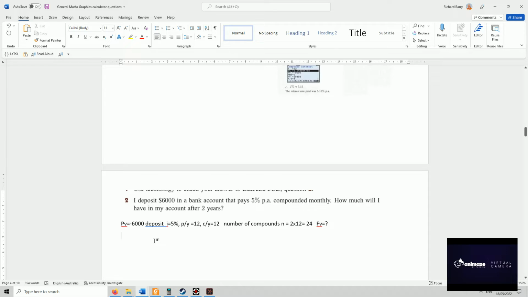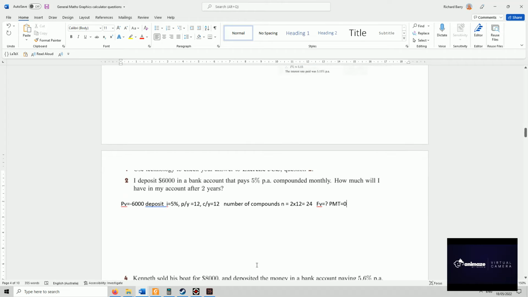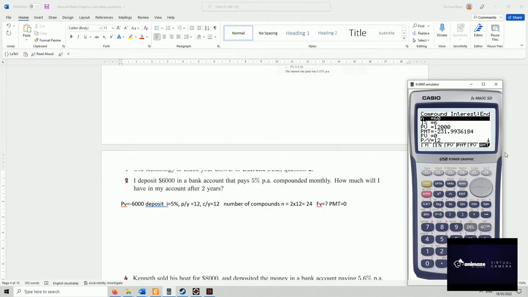For your test and your assignments, we'll need you to write out what you think the letters are because we cannot read what's in your calculator. So I've looked at this question. There's no payment. I'm actually going to write that down. PMT equals 0. There's no payment. So when I'm trying to put them into the calculator here, there's going to be a spot left. Into the calculator. So, menu, finance.